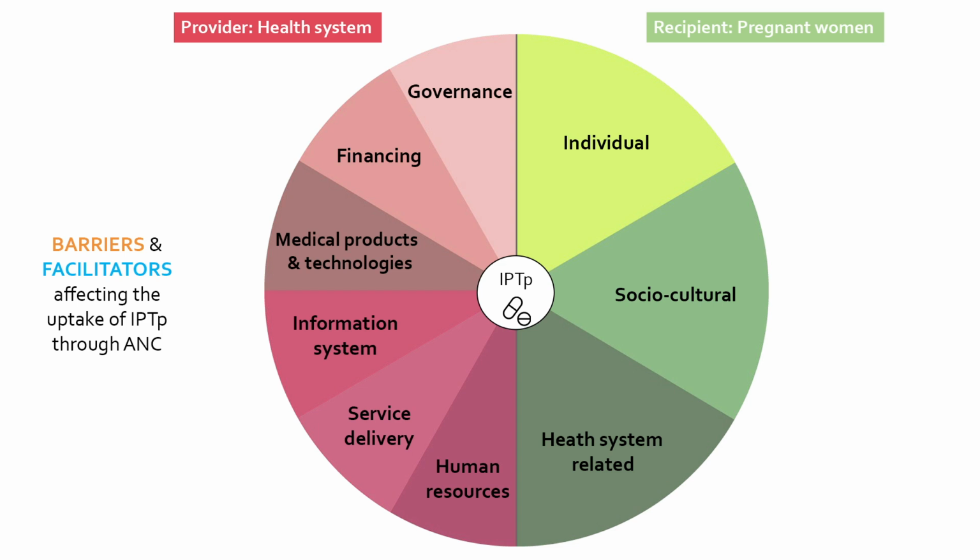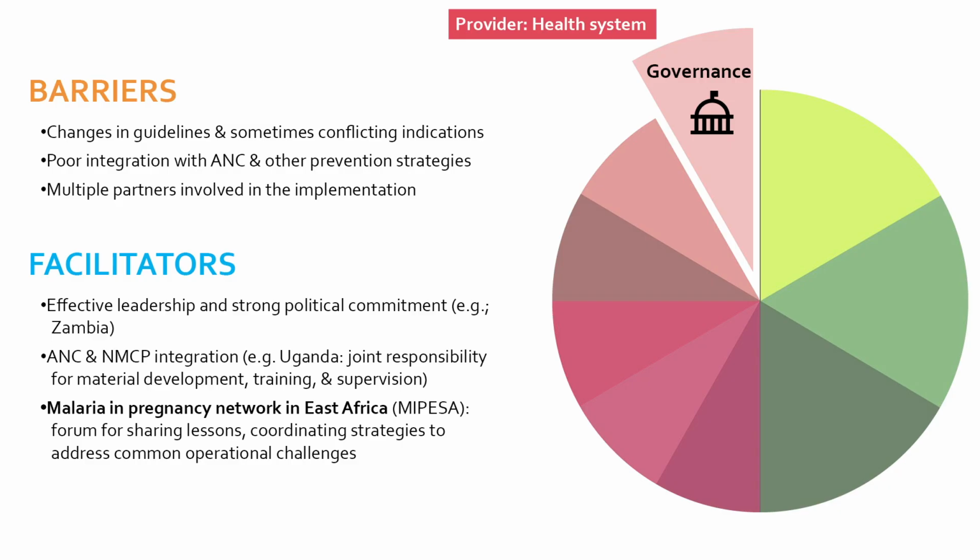I found a lot of barriers and facilitators on each of these categories. I think it was kind of like a perfect storm and a lot of little things that went wrong. So I try to summarize it, and I'll skip a couple just to highlight the important ones. To start, in terms of governance, I found as barriers that there were a lot of changes in the guidelines for the intervention, and sometimes conflicting indications. This led to a lot of confusion, poor integration of ANC and other prevention services with IPTP and malaria programs, and many partners implementing at the same time.